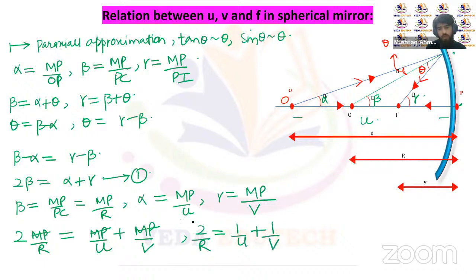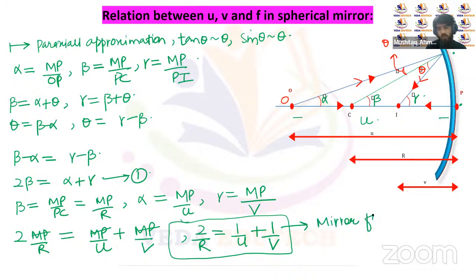This formula we call the mirror formula. This is the mirror formula for a spherical mirror. And it's only applicable in case of paraxial approximations.